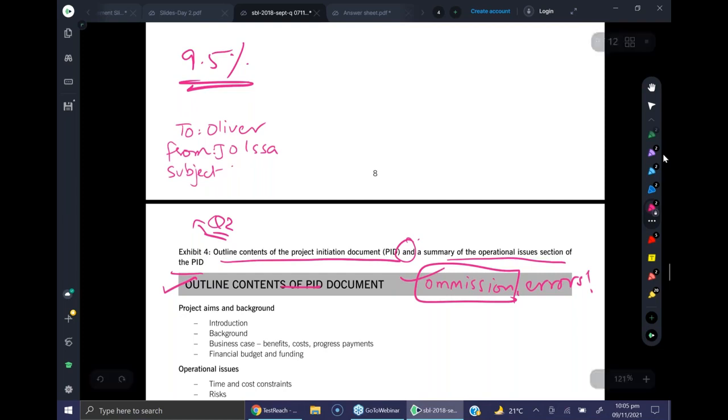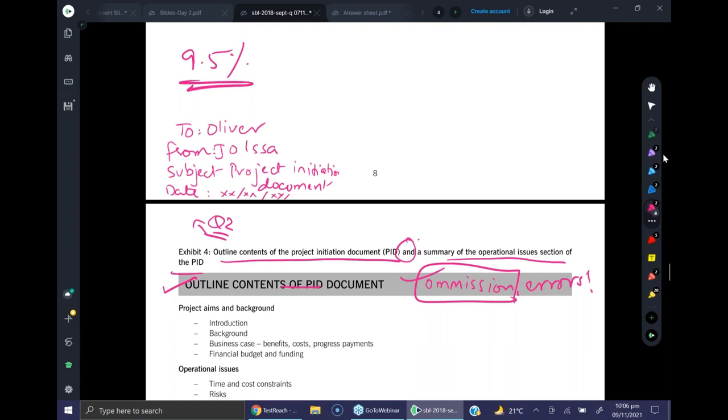Project initiation document. And then you write the date. You write the exam date, or you can put small crosses like this, just to give a reference that you have to write a date.